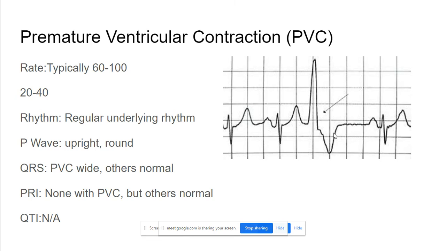I know it's not an atrial contraction because there's no P wave there. Okay.